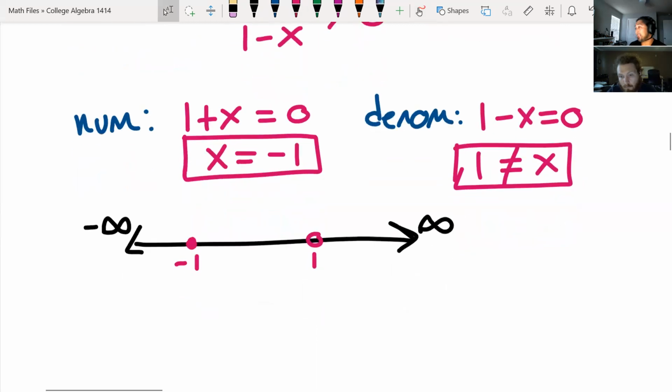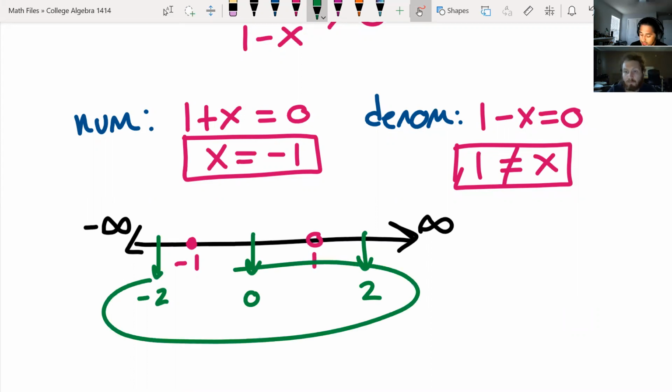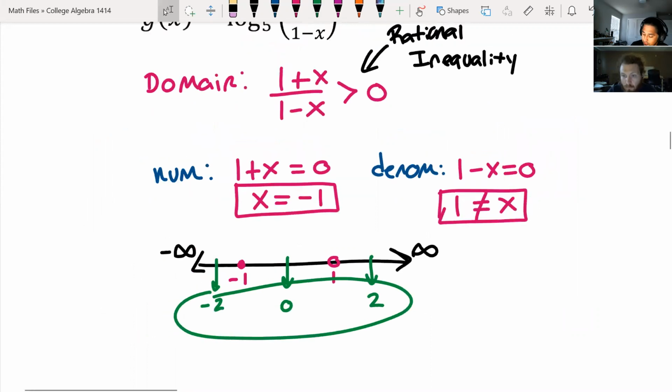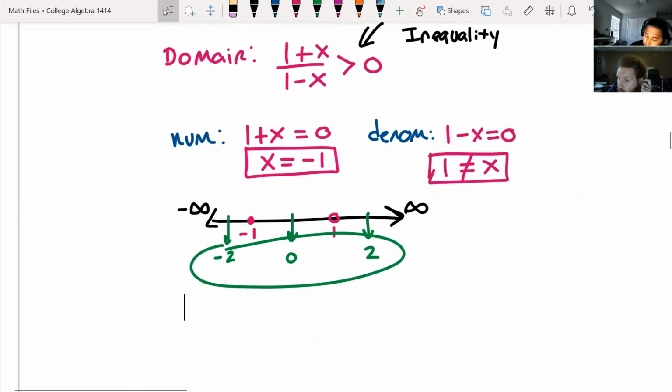Now we're going to pick test numbers on these intervals. From negative infinity to -1, let's go ahead and pick -2. From -1 to 1, we'll pick 0. And 1 to infinity, we'll pick 2. Now take all of these numbers and plug them into that inequality above. 1 plus x over 1 minus x.